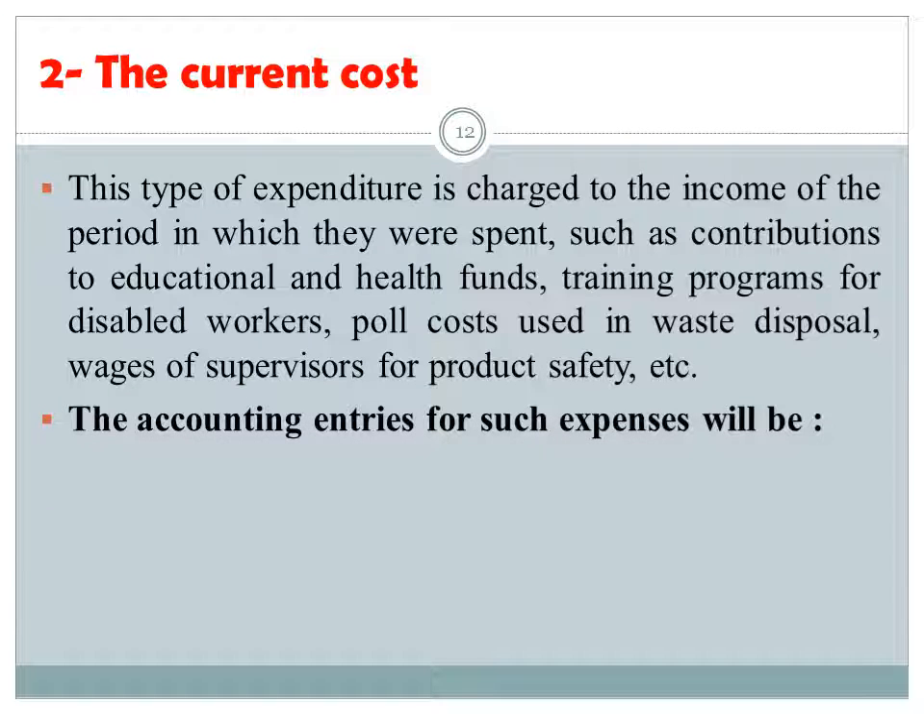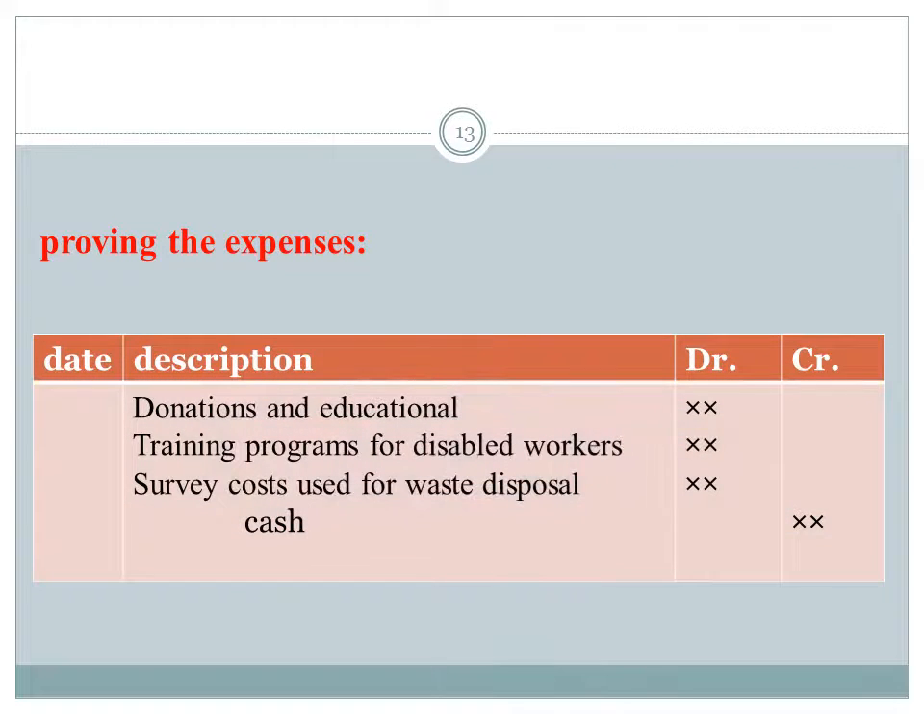The accounting entries for such expenses will be as follows. First, proving the expenses. Expenses will be on the debit side, cash will be on the credit side. So our entry will be donations and educational, training programs for disabled workers, survey costs used for waste disposal. The credit side is cash.